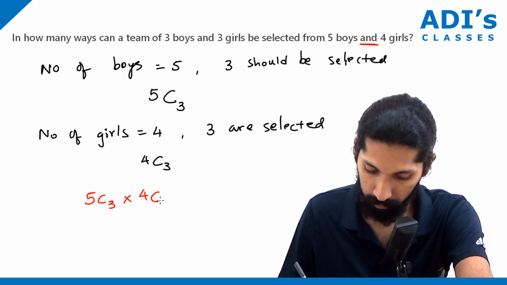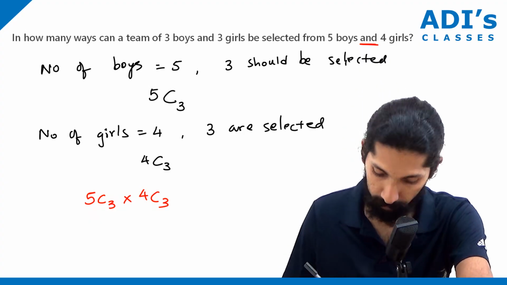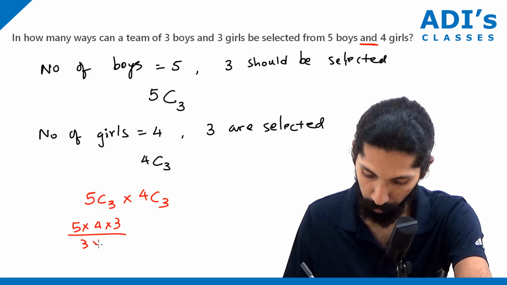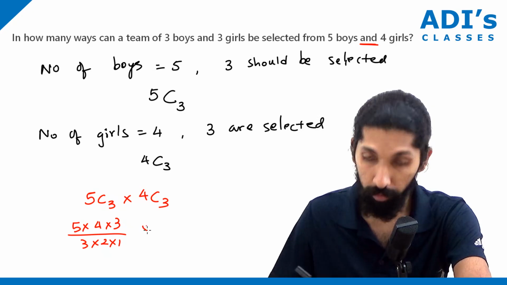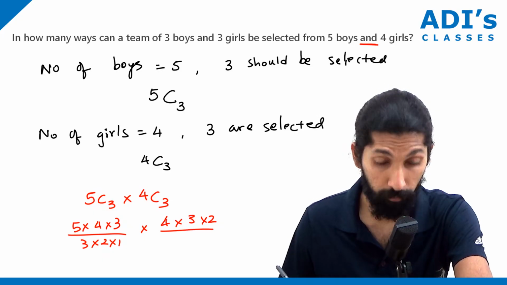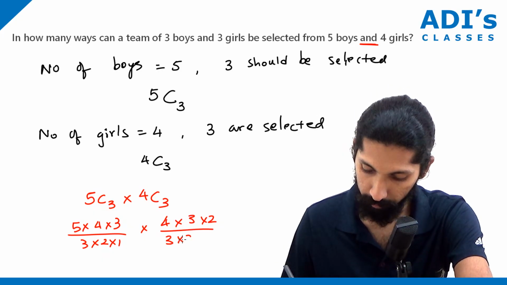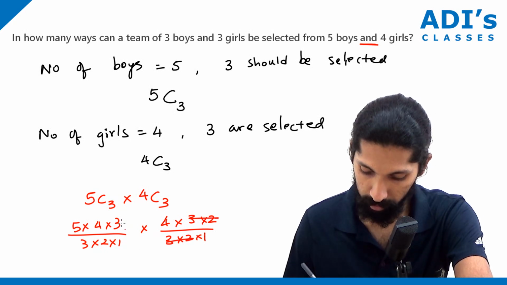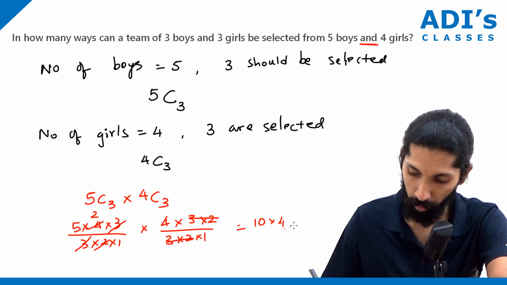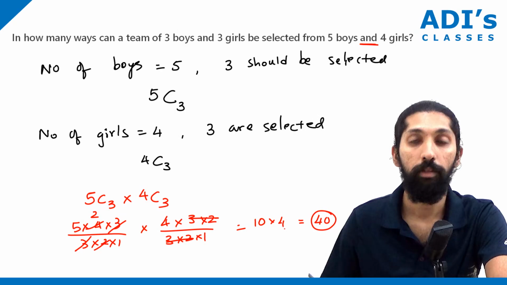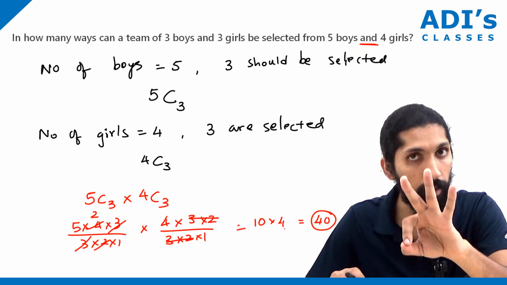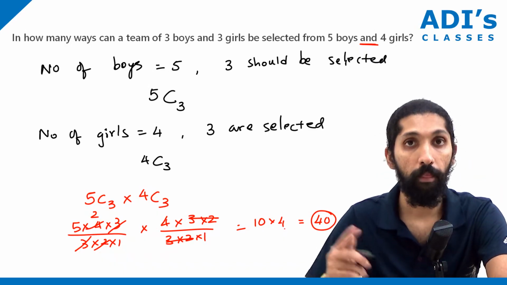into 4C3. 5C3 is going to be 5 into 4 into 3 divided by 3 into 2 into 1, into 4C3, which is 4 into 3 into 2 by 3 into 2 into 1. 3 into 2 cancels, 3 cancels, 2. So we get 10 times 4, 40. So there are 40 ways in which we can select 3 boys out of 5 and 3 girls out of 4. Let's do the next one.